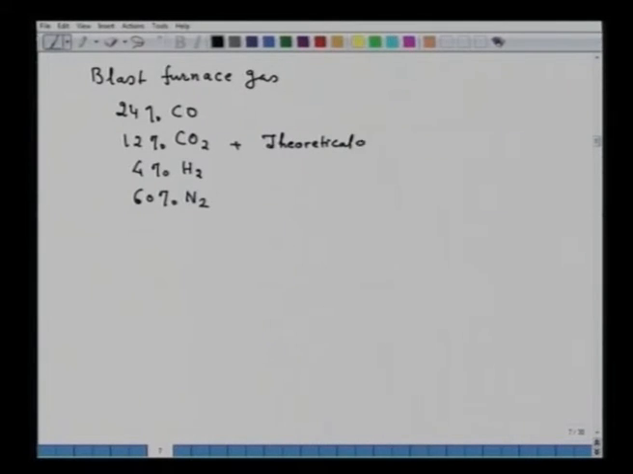Theoretical dry air, which is 79% nitrogen plus 21% oxygen, is preheated to 227 degrees Celsius, and the blast furnace gas is preheated to 527 degrees Celsius. These are the preheat temperatures: 527 for the gas and 227 for the air.